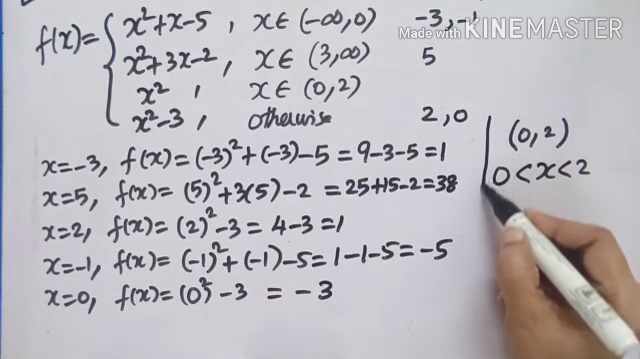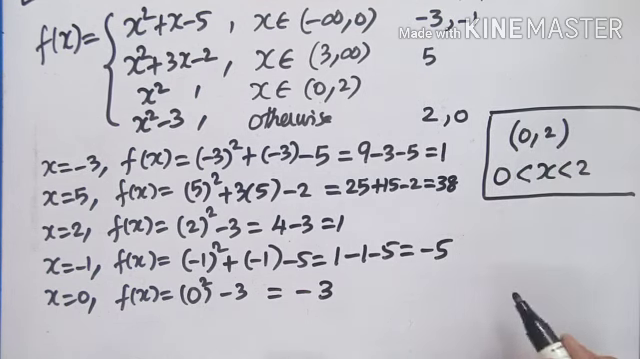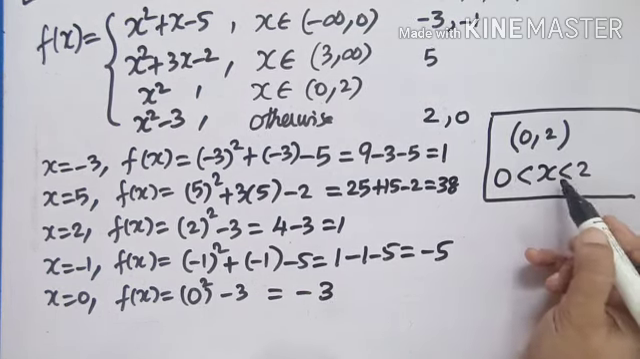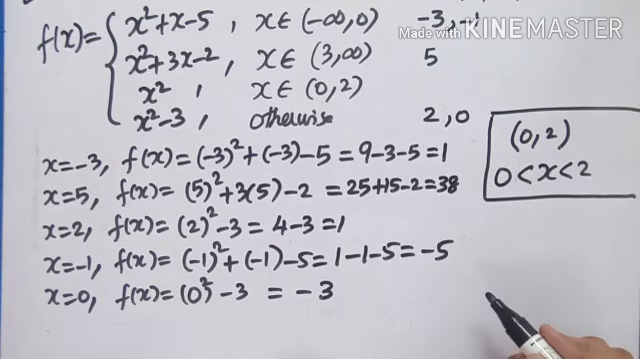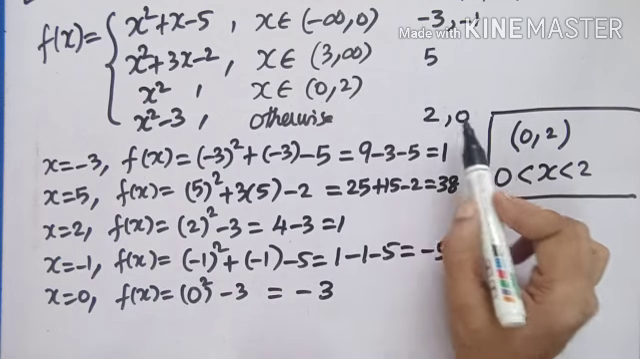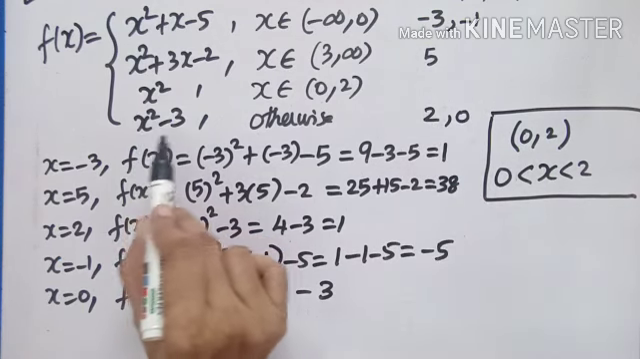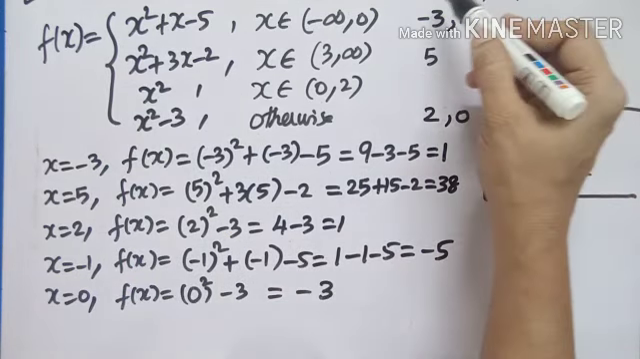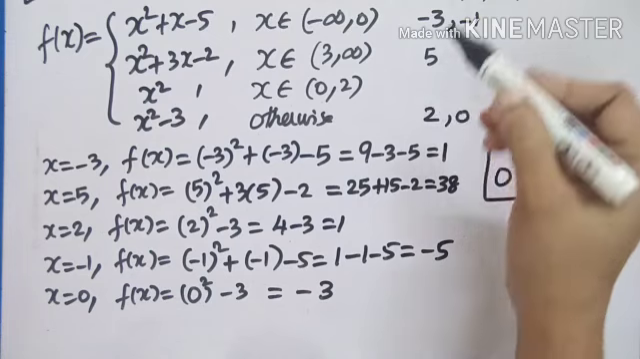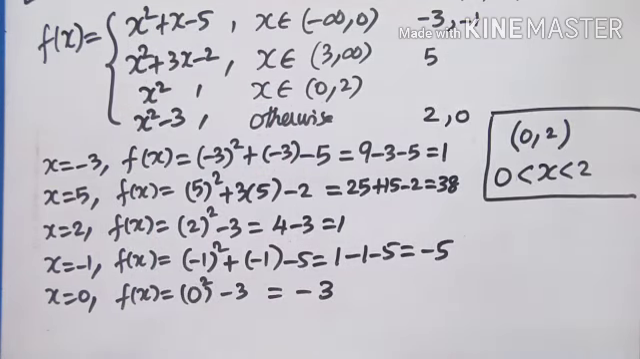So this idea we must know. The interval 0 to 2 tells me 0 less than x less than 2. 2 is not included in this interval. So 2 and 0 I have to substitute only in the last case. So given a function like this, identify where x falls, and then in that value let us substitute and simplify.